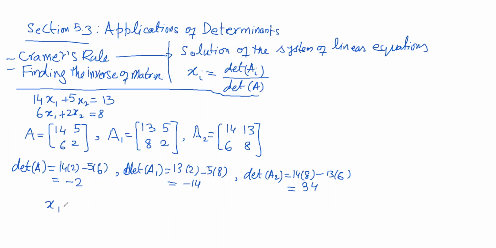So in this case, x1 will be the determinant of A1, minus 14, divided by the determinant of A, that is minus 2. So it will be plus 7. And then x2 will be the determinant of A2, so it will be 34 divided by minus 2, so it will be minus 17. So 7 and minus 17 will be the solution, which we can confirm by inputting these values. So this is Cramer's rule. So we can see one more example.